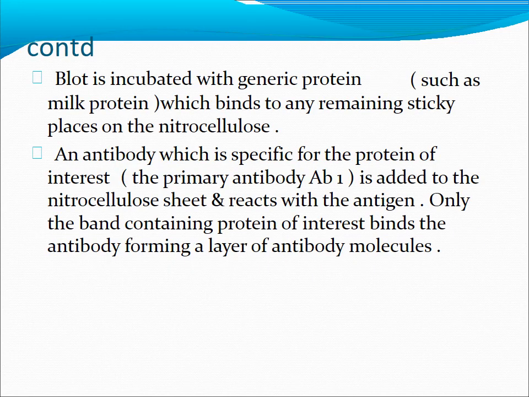Now, the blot is incubated with a generic protein such as milk protein, which binds to any remaining sticky places on the nitrocellulose membrane. An antibody which is specific for the protein of interest is added to the nitrocellulose sheet and reacts with the antigen. Only the band containing the protein of interest binds to the antibody, forming a layer of antigen-antibody molecules.